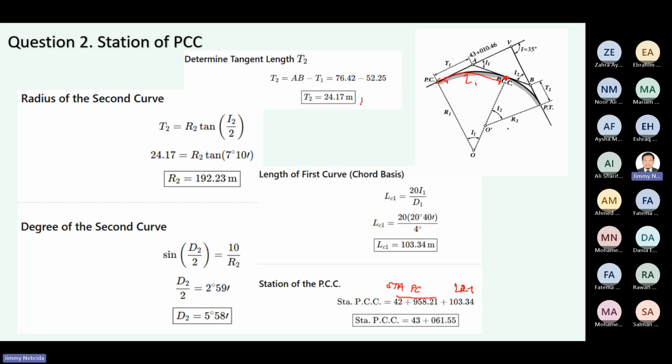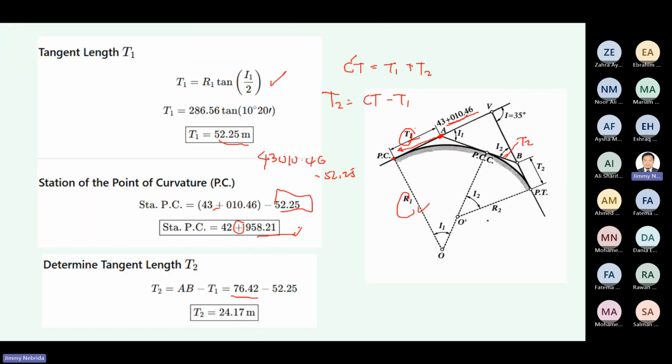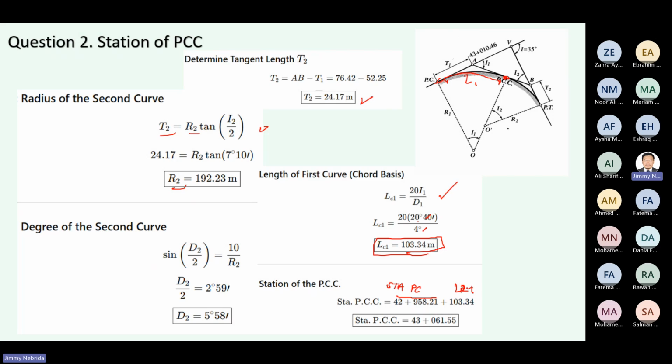We already calculated T2 earlier. We can also calculate radius 2 using this formula: we have T2, so we can calculate R2. The length of curve 1, using this formula, 20 I1 over D1. I1 is already calculated, D1 you can get, and so the length of curve 1. From PC, which you calculated earlier, you add the length of curve 1, L1. Then you can calculate PCC.